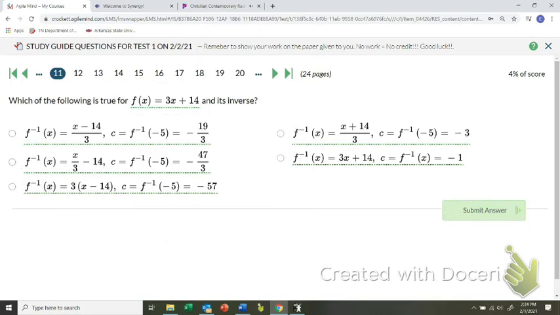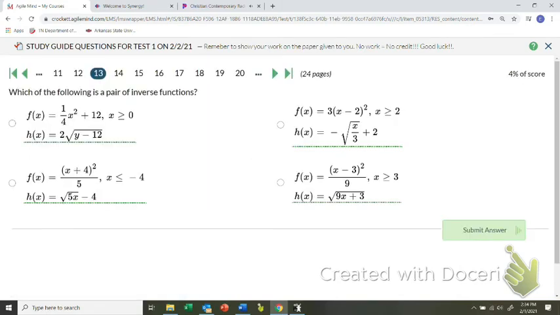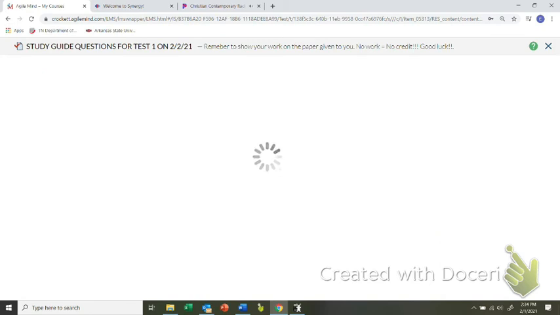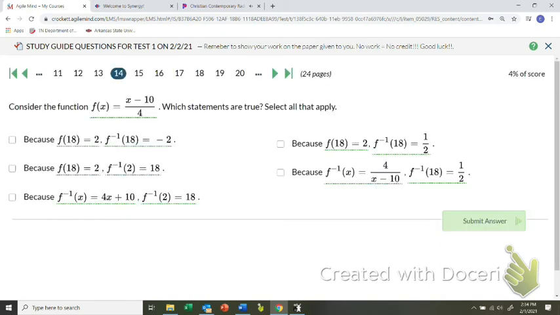All right, we skipped 12, 13. So let's go to 14. Consider the function f of x equals x minus 10 over 4. Select all that apply.